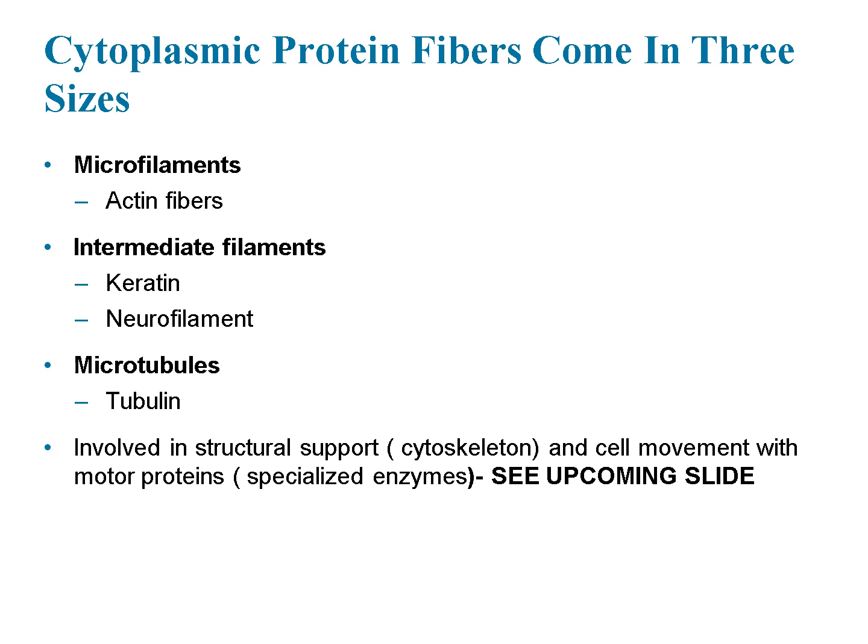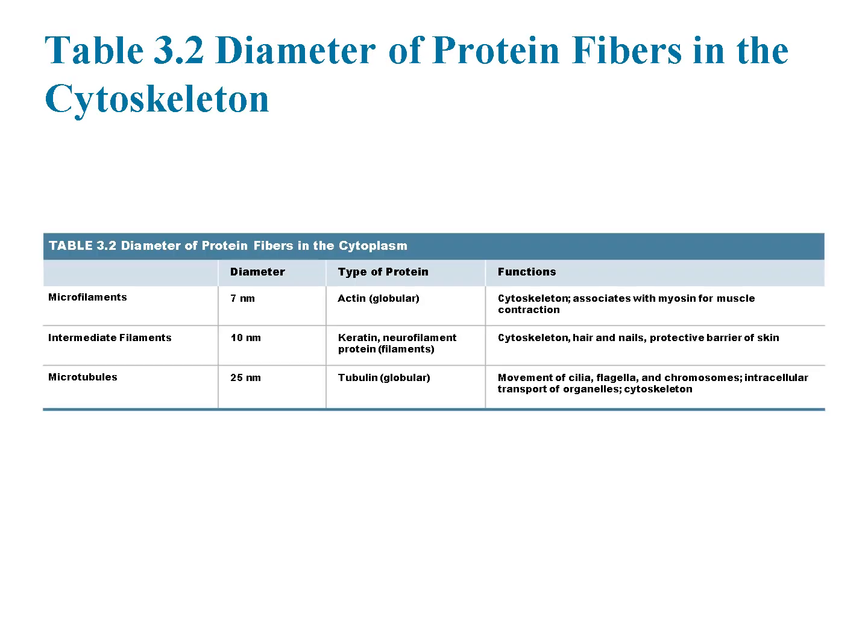And here's the exciting part: these fibers work closely with motor proteins, specialized enzymes that help the cell move things around. Let's take a closer look at the protein fibers that make up the cytoskeleton. These fibers come in three sizes, and each has unique roles in the cell. First, we have the microfilaments, which are the thinnest at only 7 nanometers in diameter. They're made of actin, a globular protein, and they work closely with myosin to help muscles contract. Picture them as the cables pulling the levers in muscle cells.